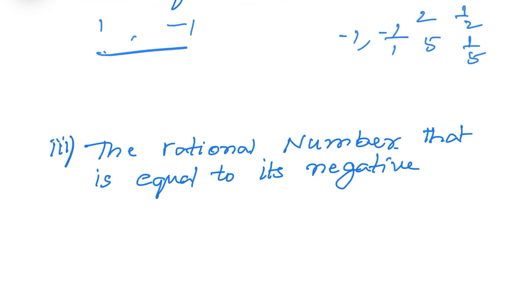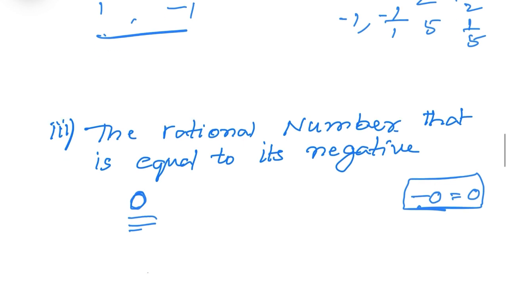The rational number that is equal to its negative. So which number can be like that? If you take 2, its negative is minus 2. They are not equal. Any number you take, its negative cannot be equal. But only one such rational number is there, that is 0. What is the negative of 0? Minus 0. Minus 0 is nothing but 0. So you can say 0 is the only rational number that is equal to its negative.